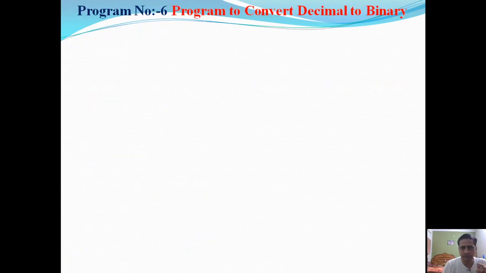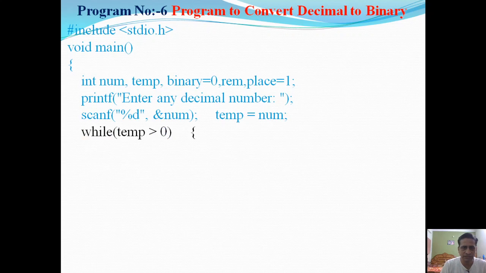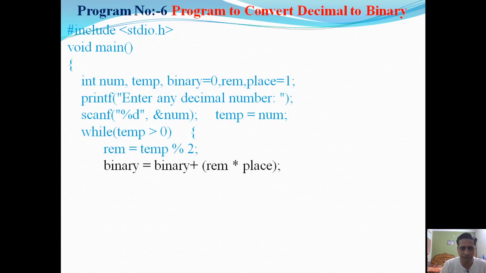Next is a program to convert decimal to binary. A decimal number is converted to a binary number. This is the simple logic. First we ask the user to enter any decimal number, then assign it to a temp variable and apply a loop while temp is greater than 0. Now we divide the decimal number by 2. So temp % 2 gives the remainder, and binary is binary plus remainder times place value. Place value is by default 1 and temp is reduced by itself divided by 2.